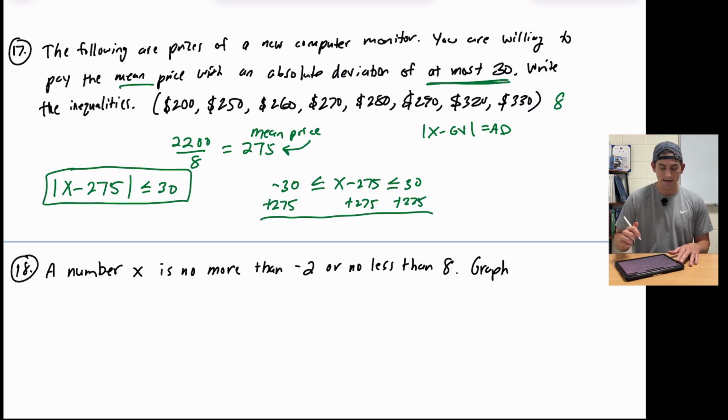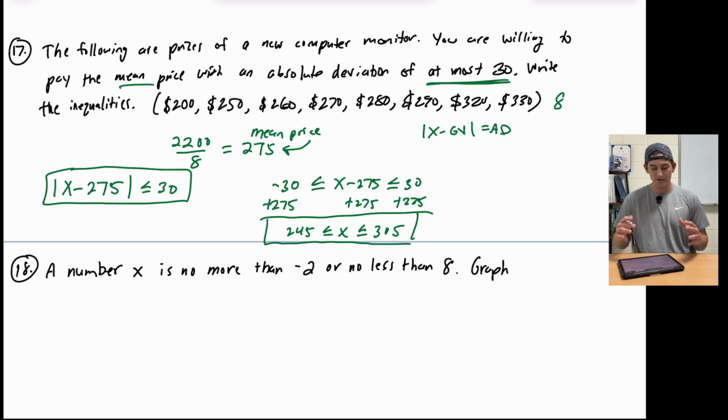And we're going to get now our range of prices that we're willing to pay. So negative 30 plus 275 would be 245. And 30 plus 275 would be 305. Okay? So now look what we have. We kind of have our price range, right?